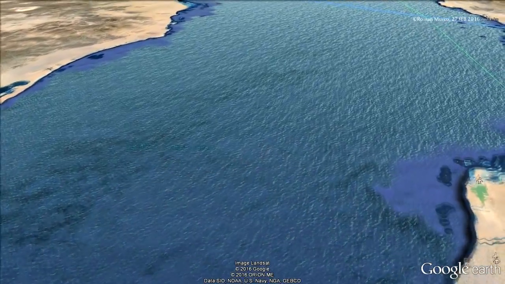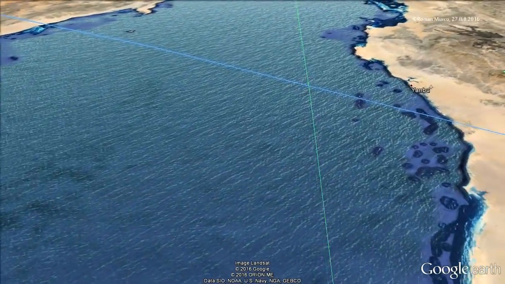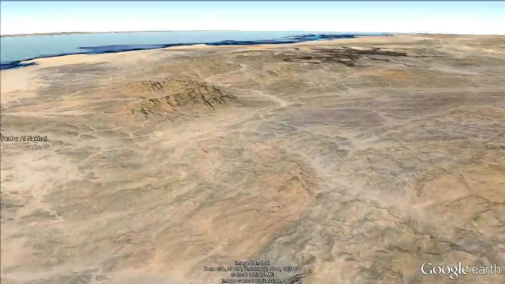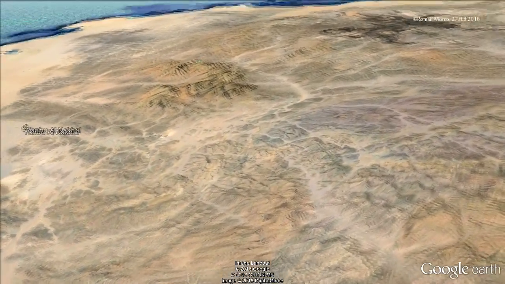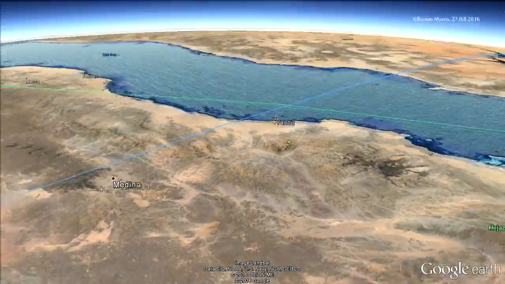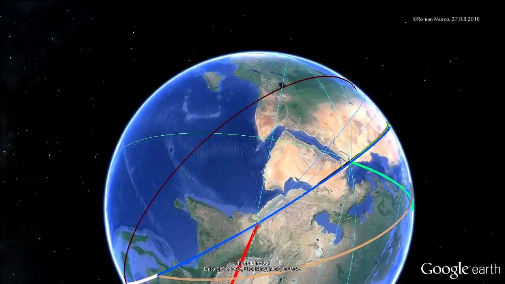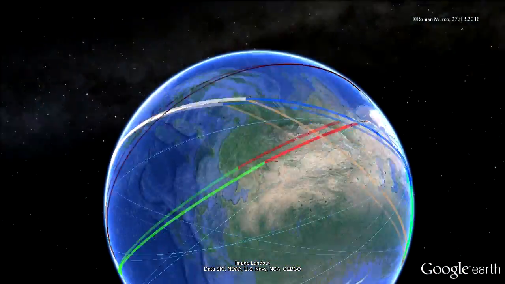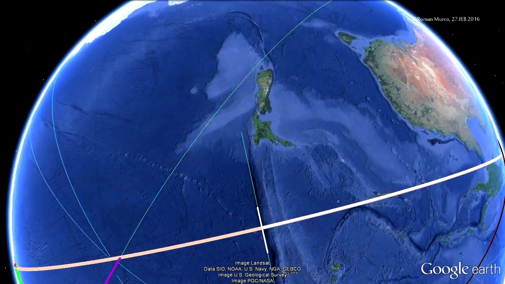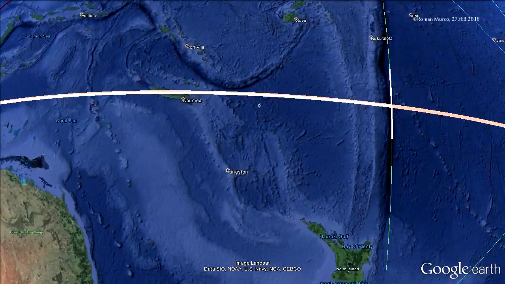For example, this structure. Okay, so it's in the middle. It's 10,000 kilometers from one side, from Nazca, and 10,000 kilometers from Angkor. Also, it's symmetrical this way. I don't remember the exact dimension. I can check it. It's 3,000 kilometers.